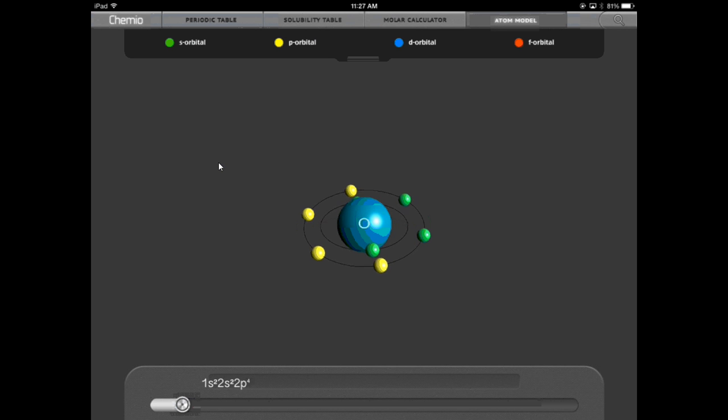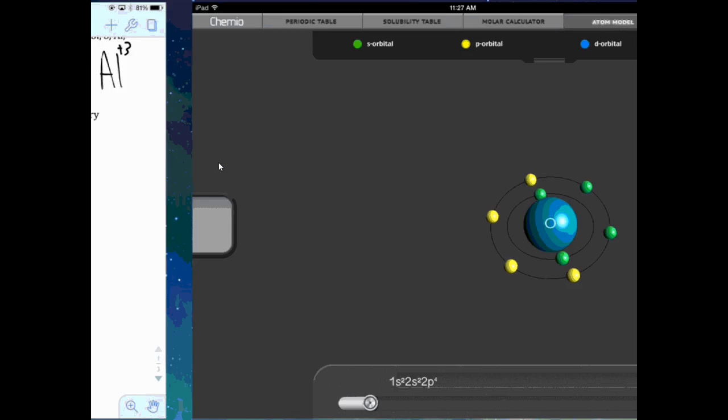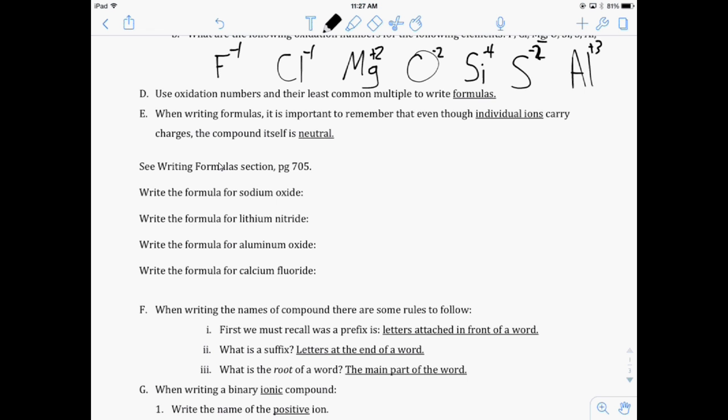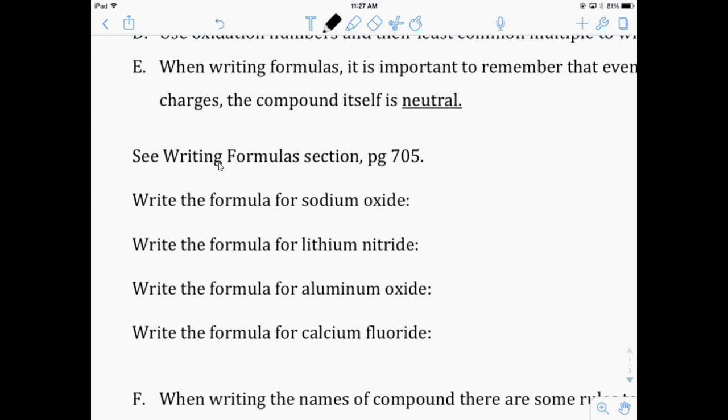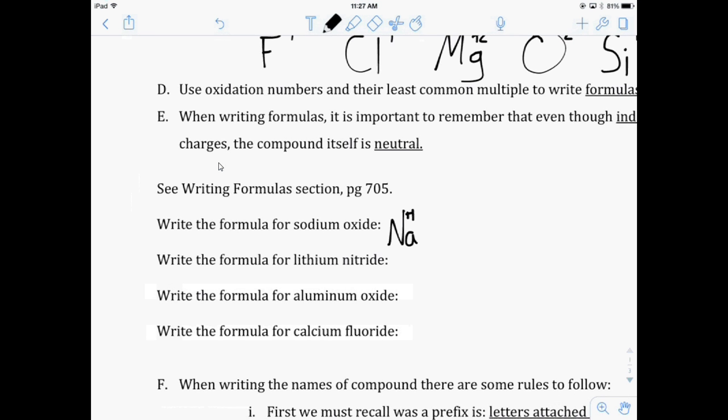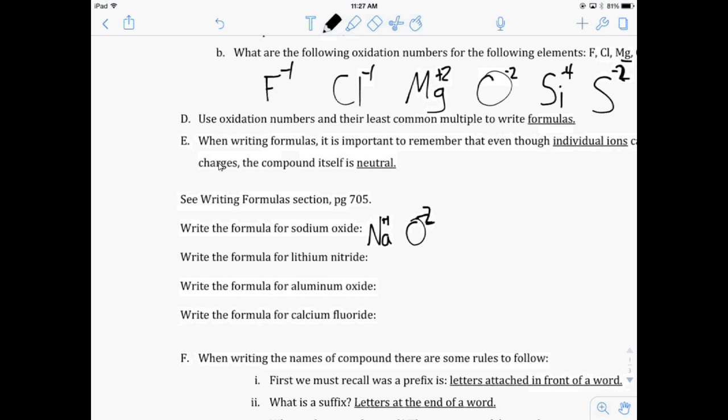Oxygen has 6 in its outer shell. Once again, you can count there. It has 6. And so, once again, we're not going to write 6. We want to write how many it needs in order to have a full outer shell. So sodium's is +1. Oxygen is -2. It has to gain 2 negative charges in order to have a full outer shell.